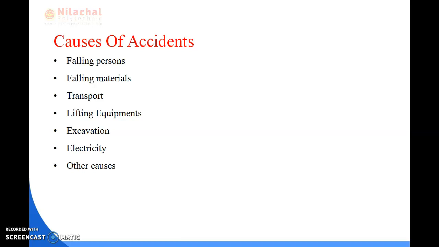Next is causes of accidents. First is falling persons, falling materials, transport, lifting equipment, excavation, electricity and other causes.